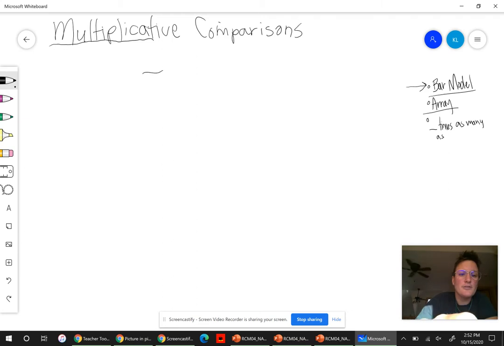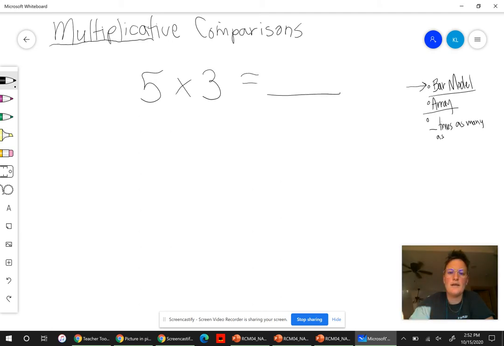So we're going to start first with 5 times 3. So 5 times as many as 3 equals what? This is our question we are trying to figure out here. It keeps turning it into circles for me.